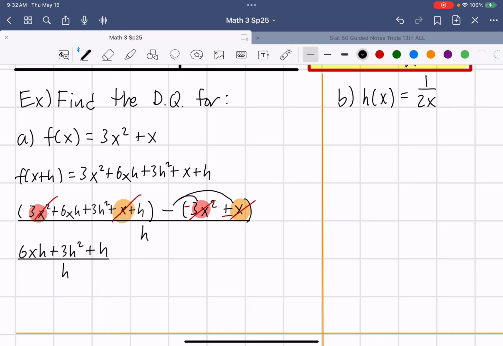And the next step is not obvious, but something to keep in mind. Whenever you look at multiple terms that have the same factor, don't forget that you can factor it out like a GCF, if you guys remember doing your GCF factoring. You can take out an h.